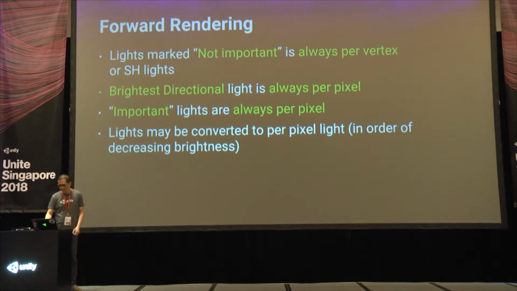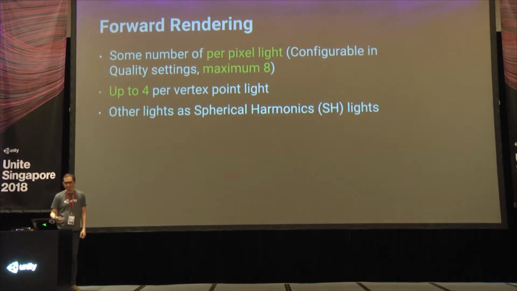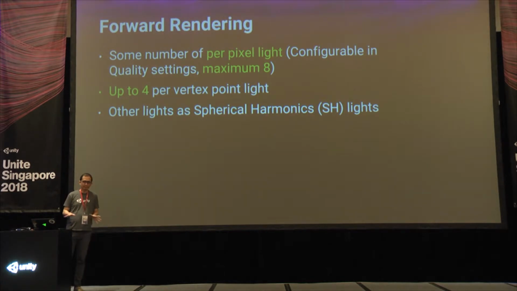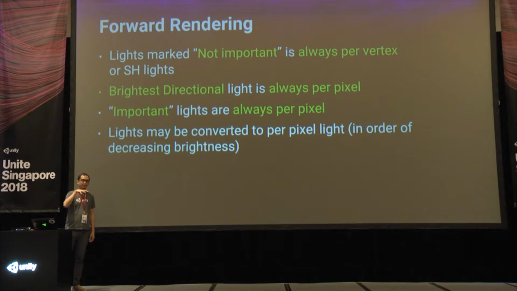So remember in the earlier slide when I showed you, you can configure the number of per pixel lights in your quality settings. So what happens if you set it to 0? You don't want any per pixel light. What happens if you set it to 0? But in your scene, you still have a directional light, right? And that's the brightest one. So that is still considered a per pixel light.